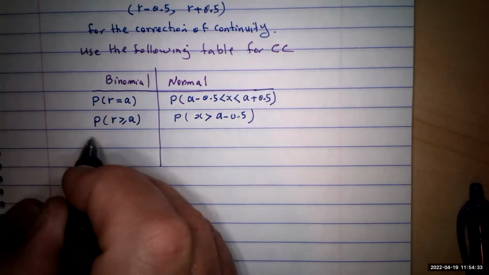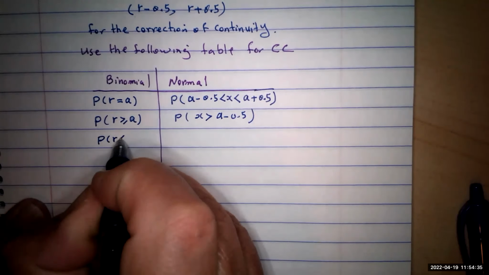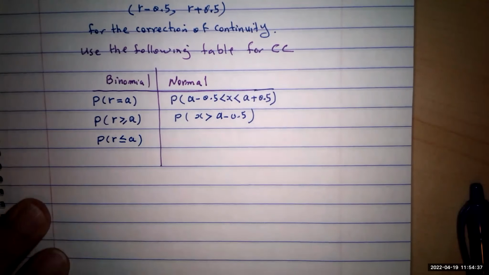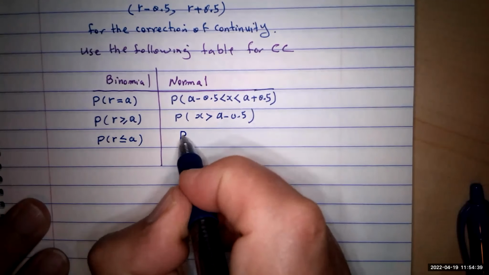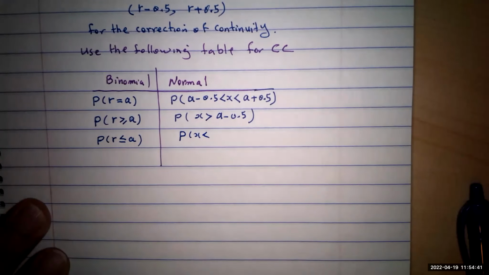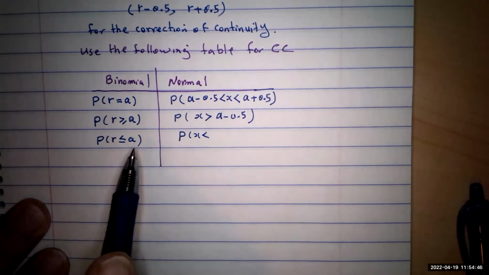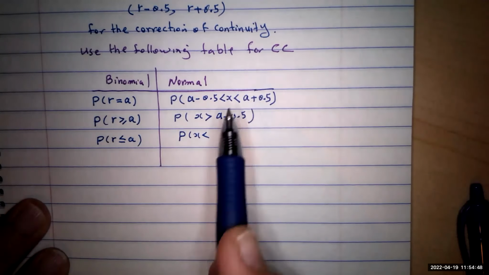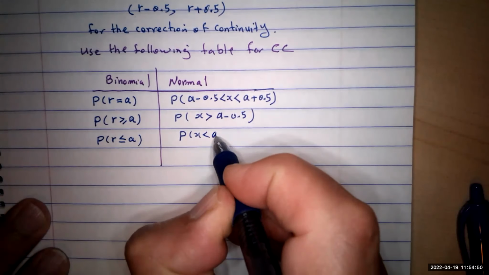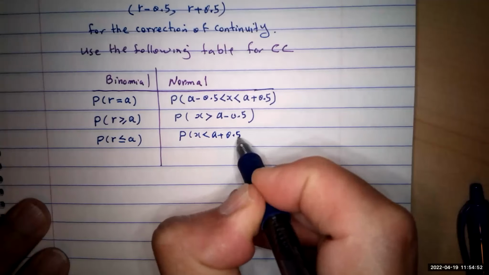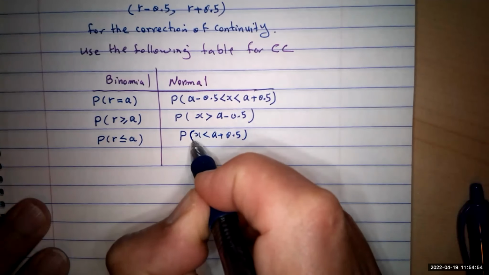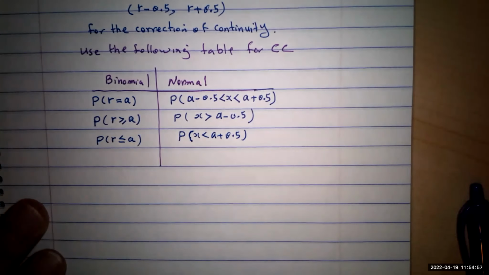And if it's going to be the other way around, meaning at most, then you're going to have the probability of X to be less than what? You see, this is A. When we write it down as an interval, A would be less than the bigger number. So it's going to be less than A plus 0.5. That would be the correction for continuity. You correct for continuity, and then you go to the Z table, and then you'll be done.